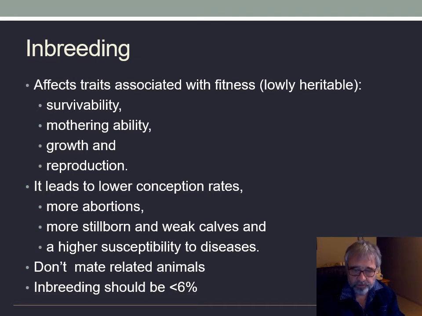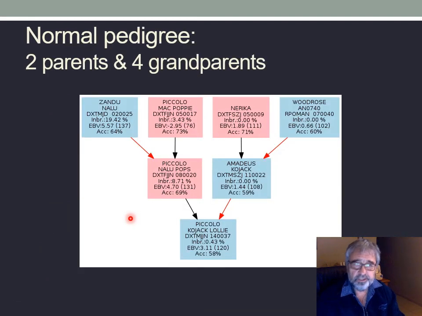So the rule of thumb is not to mate related animals. And another rule of thumb is to try and keep it below 6%, or at least the rate of inbreeding below 1% per generation. This is just an example of inbreeding. The pink blocks here would be the females in a pedigree tree like this, and the blue ones males. So in this case, you see a very low inbreeding percentage of 0.43%.